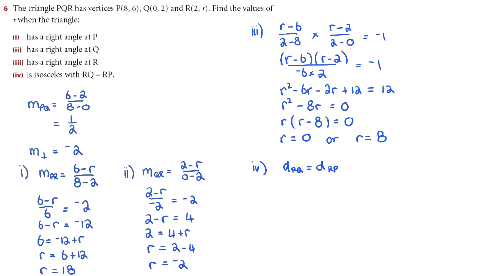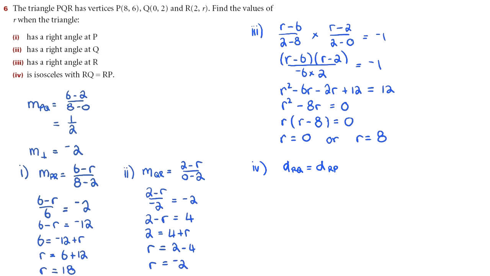All right, to find the distance, we do the square root of the change in x squared plus the change in y squared. But since we're doing distance equals distance, and a square root equals a square root, we can just square both sides straight away, get rid of the square root sign, and just do the change in x squared plus the change in y squared.